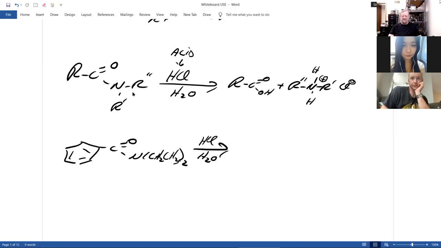And here's another one for you to try. Give the organic product or products of the following reaction.